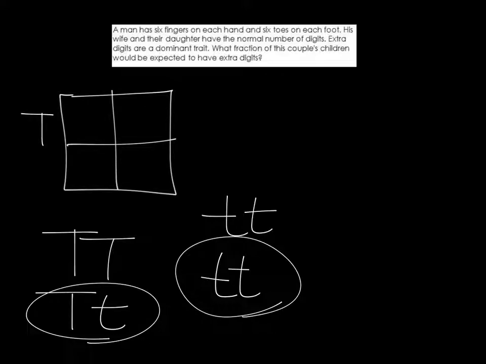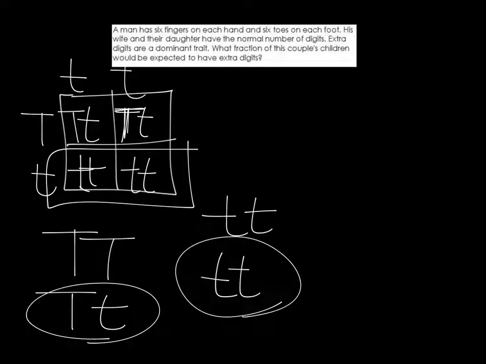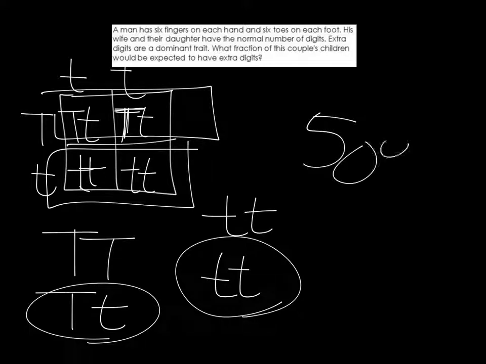So dad is big T, little t, mom is little t, little t. We're going to get 2 that are heterozygotes. That's a big T there. And we're going to get 2 that are homozygous recessive. So that's going to tell us it's a 50% chance of being normal and a 50% chance of getting extra digits. So that's 50% for that one.